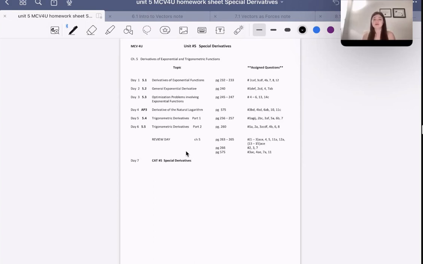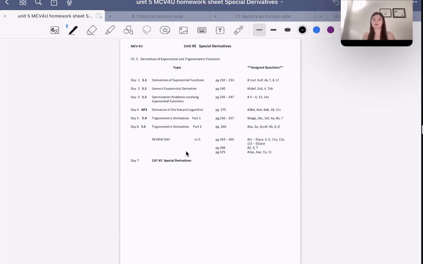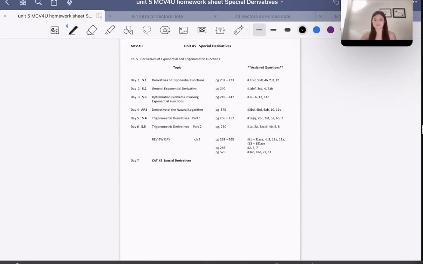If you're doing the AP course, then there's also going to be the derivative of the natural logarithm. Even if you're not doing the AP course, it says AP3 here, but I also believe there are some regular classes where the natural logarithm is taught as well. As you might be able to guess, it's very similar to the exponential since they're just inverses of each other anyway, but that's what's going to be covered in this unit.